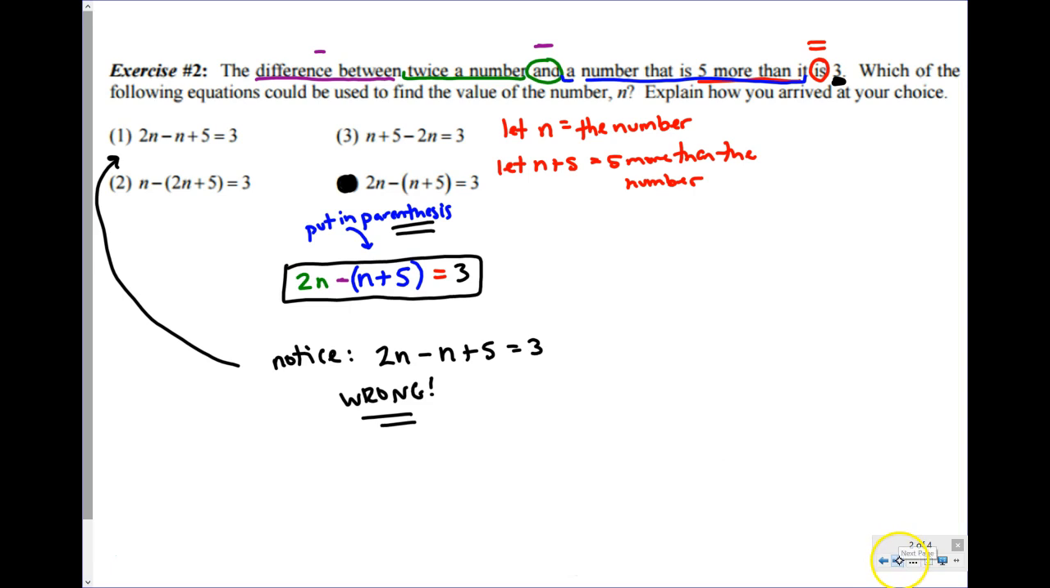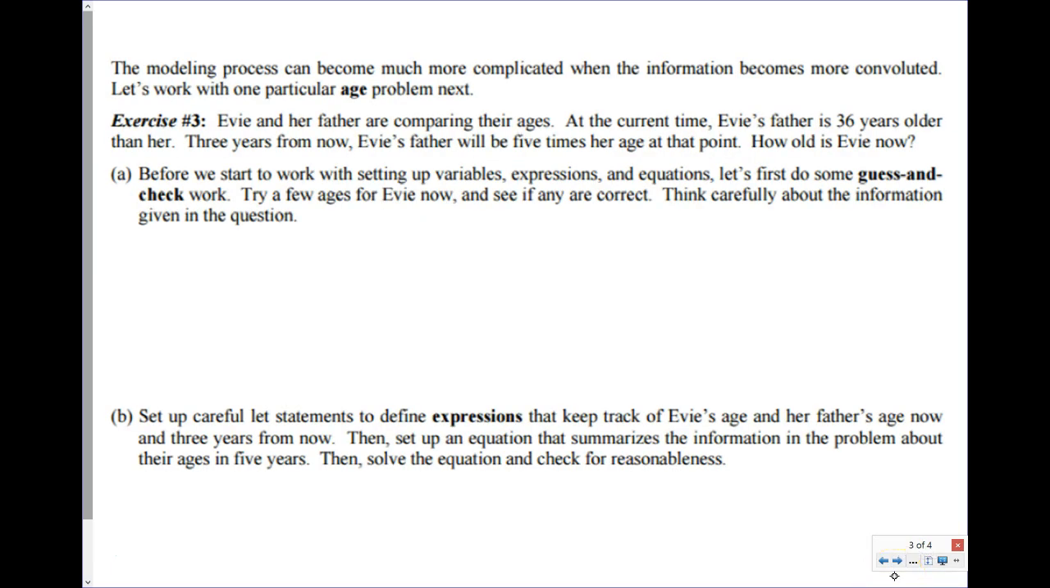Moving on. The modeling process can become much more complicated when the information becomes more convoluted. Convoluted means like intense, complicated. Let's work with one particular age problem next. Age problems are very popular in Common Core, so we're going to have to get used to seeing them.